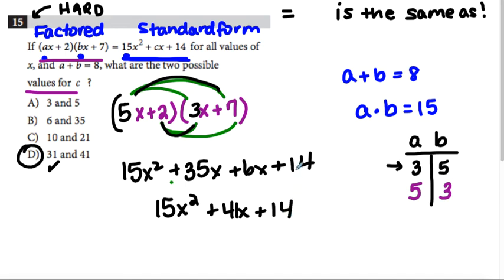Okay, so again, what did we learn from this? Again, we looked at it as a standard form quadratic and a factored form quadratic. We came up with some values for a and b, and we made them look the same as each other to find our values for c, 31 and 41.